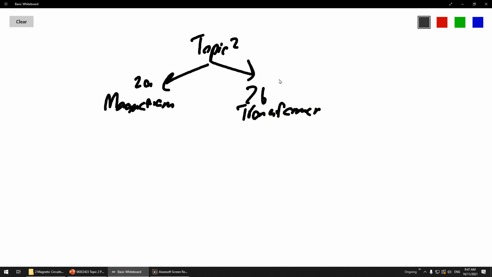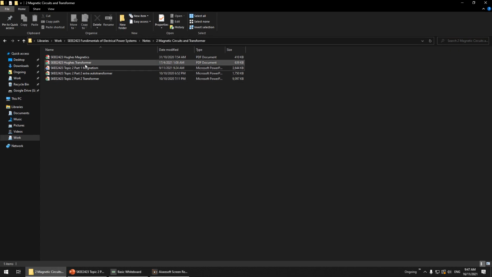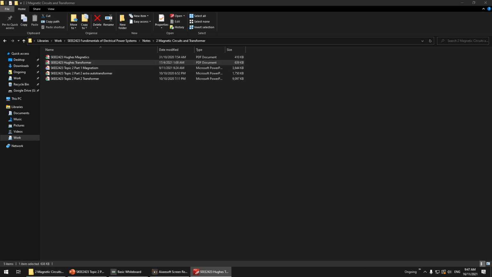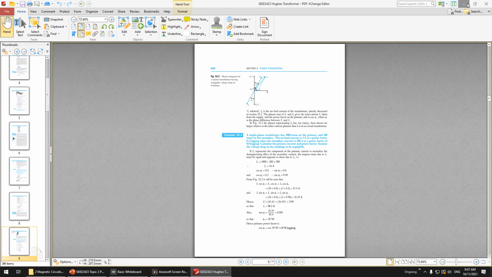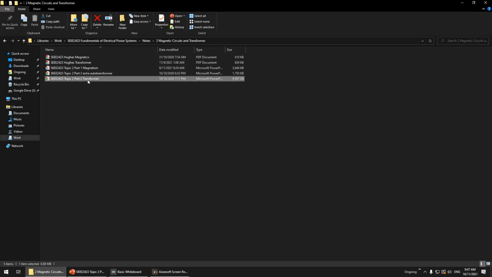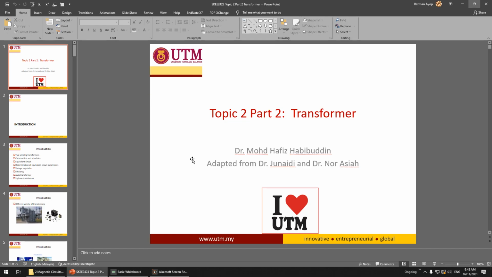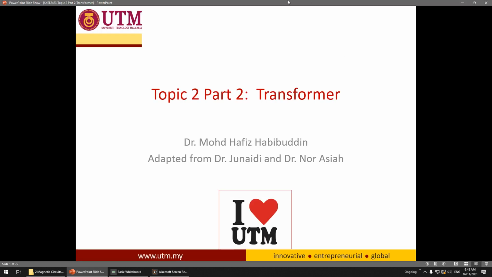Okay. So we start here. So you can see here the notes available. You have the textbook here, which is from Hughes. So you can use the textbook to understand the topic, or you can use the slide. Okay, so this is the slide. This is an extra note. So this is the main note. Okay, so you can see here, this is the note. Okay, so topic 2 part 2 transformer.